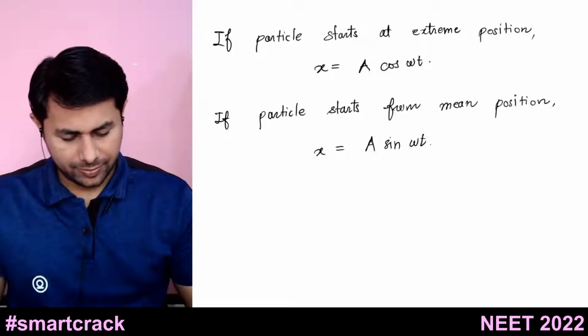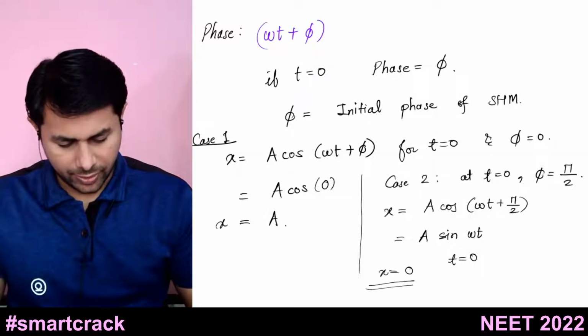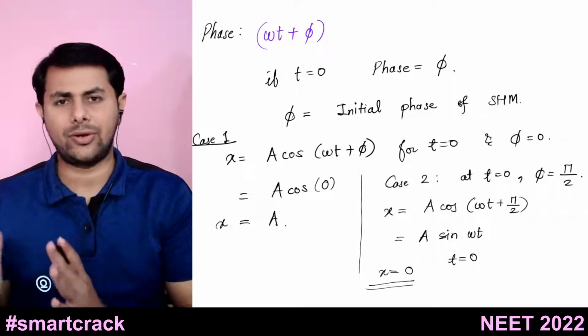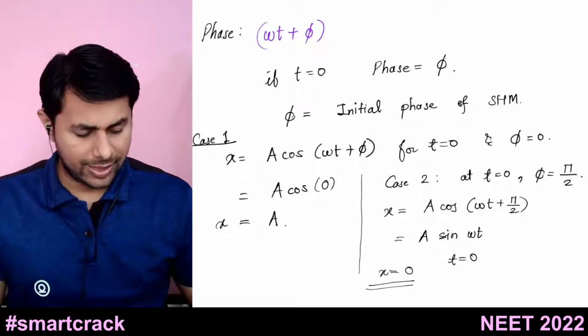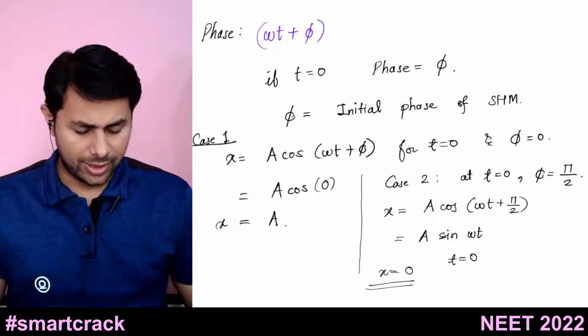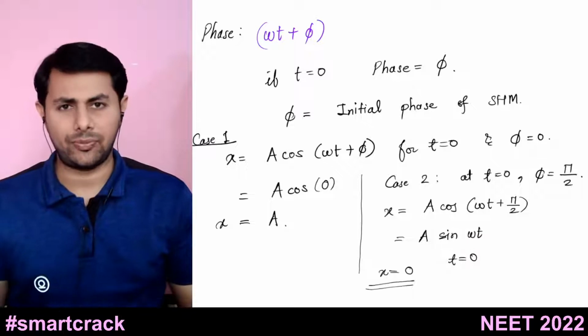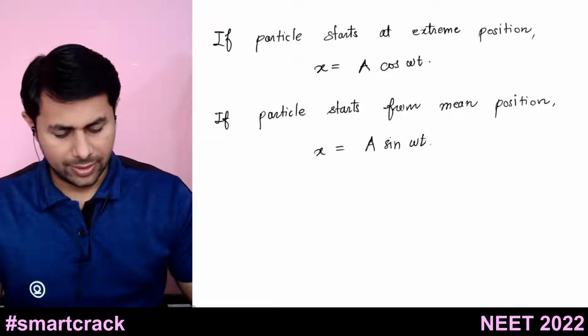So for the extreme position, phi is equal to 0, so you get the simple equation A cos omega t. For the mean position, phi is equal to pi by 2, so again you get a simple equation, x is equal to A sine of omega t. Alright, so this is simple.